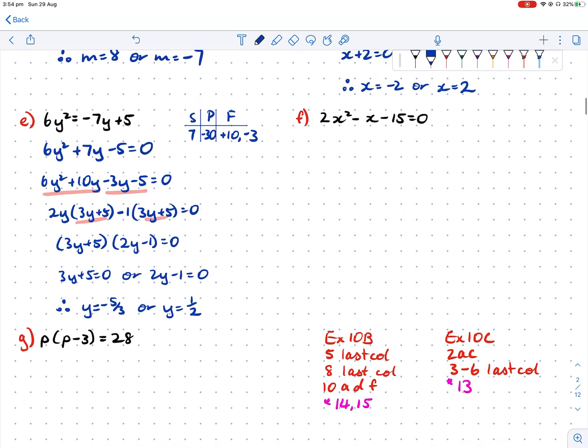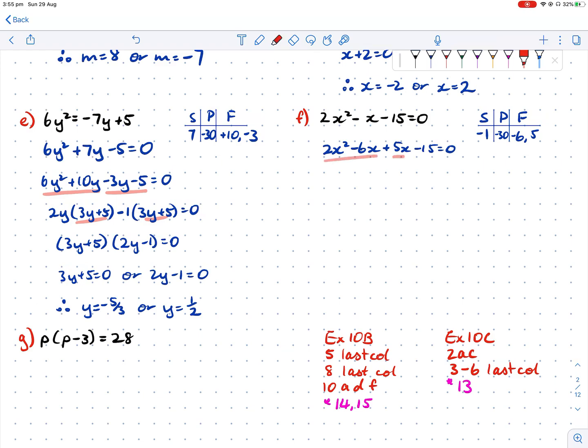Okay, let's have a look at the next one. This one's already in standard form. So we're going to write out our SPF. So again, no common factors, so we can't factorize this one. Now we want two numbers that add to give negative 1, and they multiply to give that product, which is negative 30. So the two numbers must be negative 6 and positive 5. So then 2x squared minus 6x plus 5x minus 15 equals 0. So what we did was we split that into those two components using the factors.